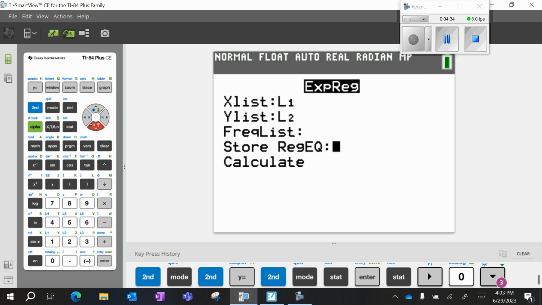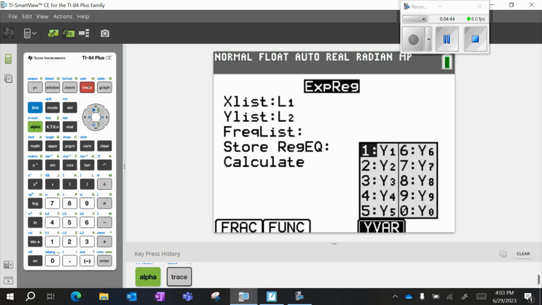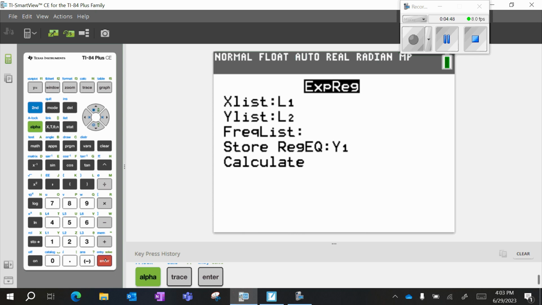So in that store regression equation area where you see my cursor blinking, I'm now going to enter Y1. And the shortcut to do that is alpha, trace, and here are all your options. We're going to go with Y1 because I have nothing in there. So please make sure actually you go to your y equals and clear it out. You don't want anything in there.